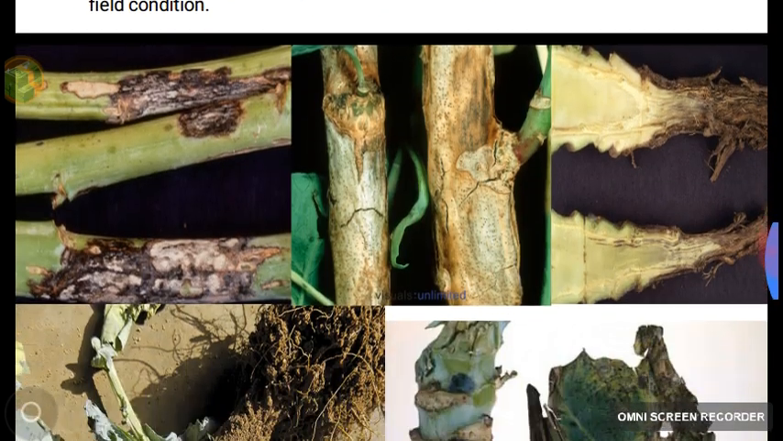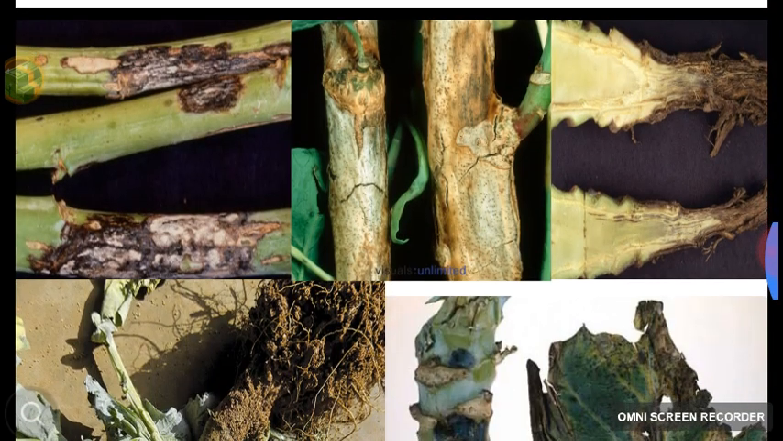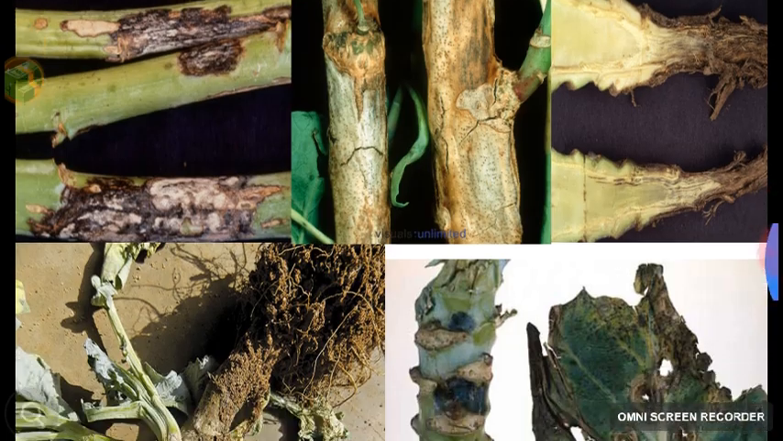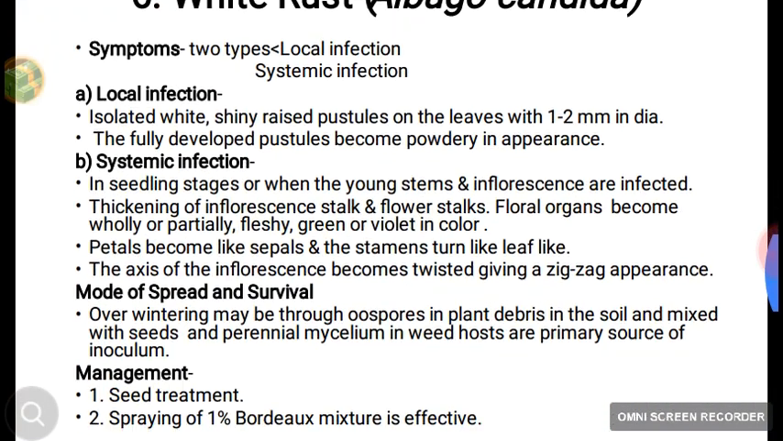You can see here, first in the black leg, canker-like symptoms occur, and a vertical split occurs, and the oozing out can be seen, and also black discoloration. Hence the name black rot, black leg.